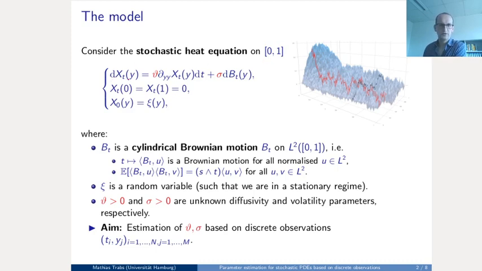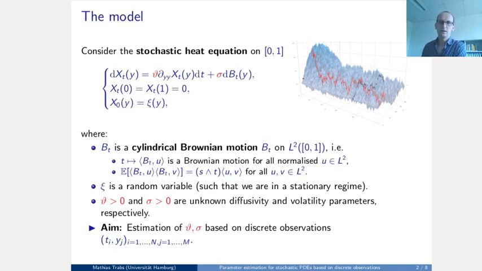So the time derivative is given by the second space derivative, and we have a random forcing which corresponds to space-time white noise. Writing it this way, B_t is a cylindrical Brownian motion, and we have two unknown parameters. We have the diffusivity parameter theta and the volatility parameter sigma. We consider Dirichlet boundary conditions and some random initial condition.